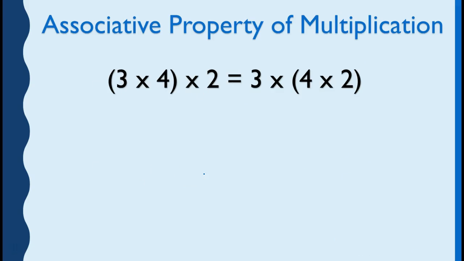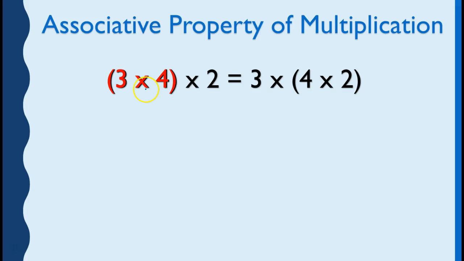So if you take a look at this, 3 times 4 times 2 equals 3 times 4 times 2. It's the same thing. The only difference is where these parentheses are. On this side, the parentheses are around the 3 and the 4. And on this side, the parentheses are around the 4 and the 2. What does that mean? Why do we even use parentheses? Well, in math, that's our way of saying, I want you to do this part first. Okay? So whenever you see a parentheses, you know you have to do that part first.